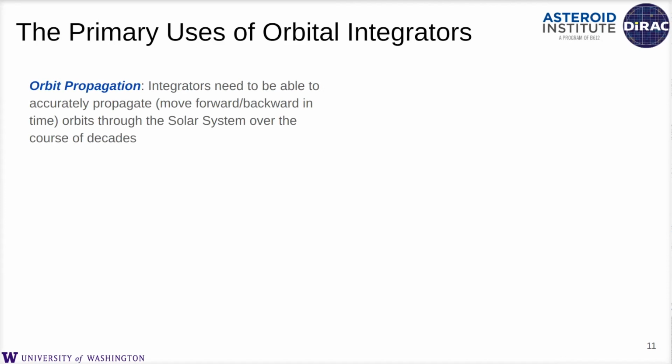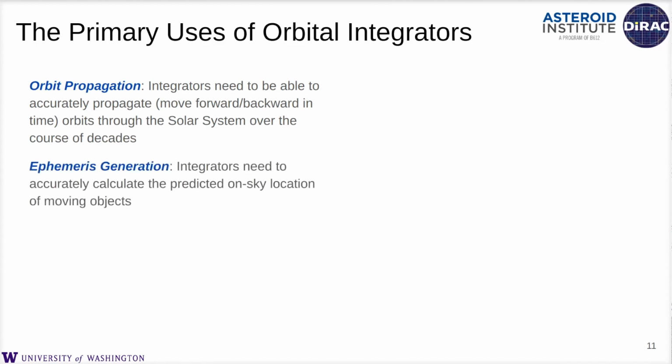Orbit integrators need to be able to accurately propagate orbits forward and backward in time over the course of decades through the solar system, right? We're not talking here about doing evolutionary studies where we're talking propagations on the order of millennia and millions of years. For our use case for LSST, we really care about those propagators that are accurate over the course of decades. Another thing that's really important that these orbit integrators have to be able to do is give you accurate predictions as to the on-sky location of moving objects, right? So this not only means you need to be good at propagating, but you also have to have an innate understanding of where your observatory is in space as a function of time.